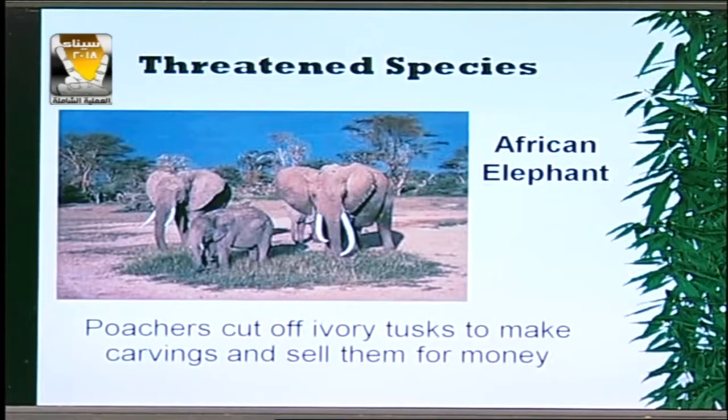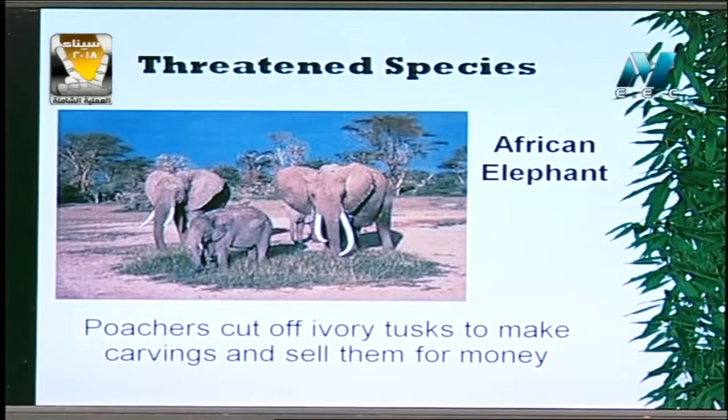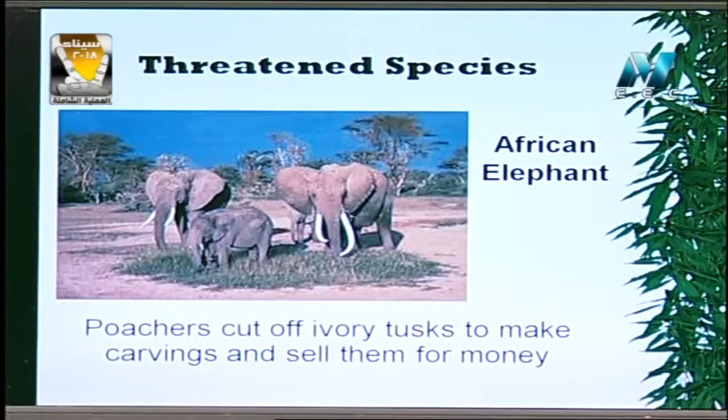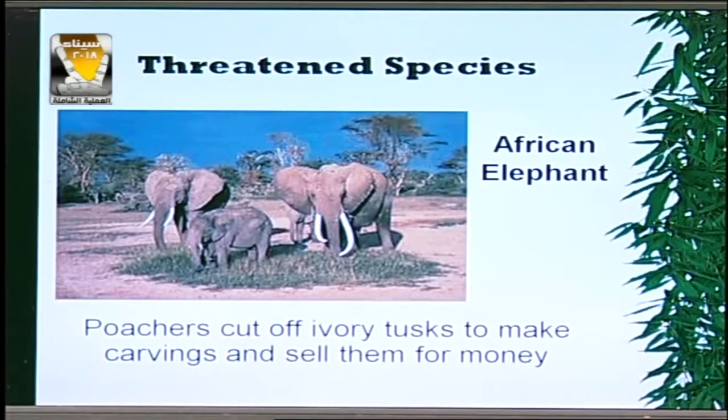Yeah, the African elephants, you know, these are the beautiful elephants that we all love. Why are these endangered? Because of course poachers or hunters cut off their ivory tusks. You know, the ivory tusk is this white tooth that sticks out of the elephant. So people hunt them to take these ivory tusks. They are so expensive. They make carvings, sculptures or something like this, and sell them for money. So here the human factor is very important in these animals being threatened.